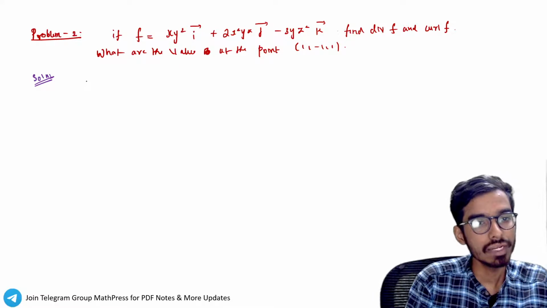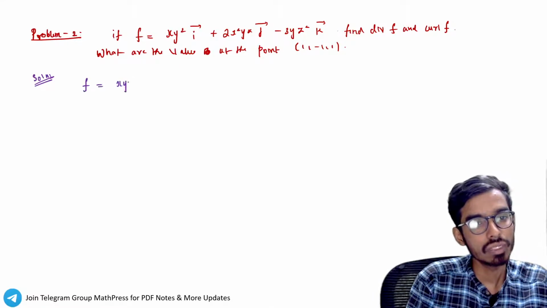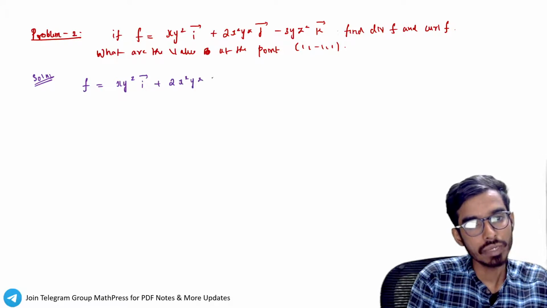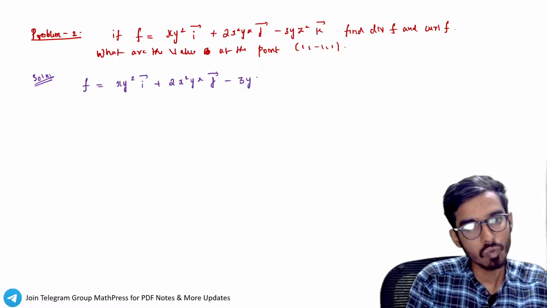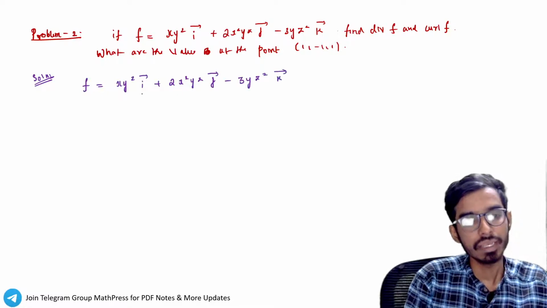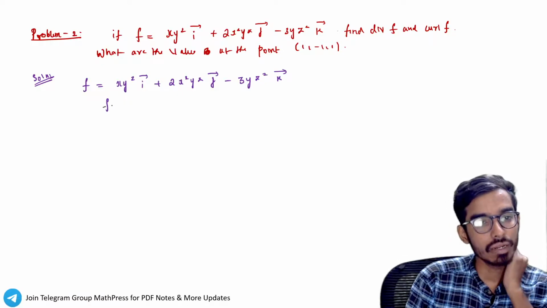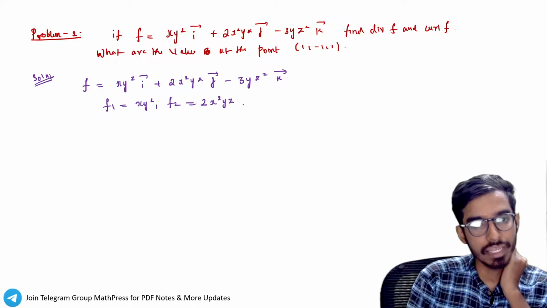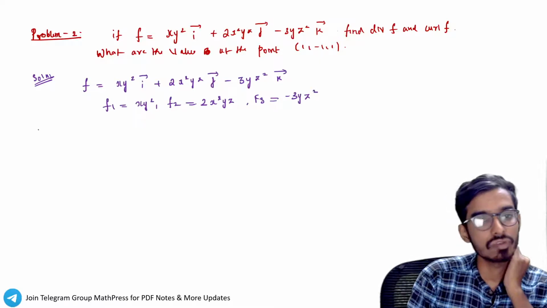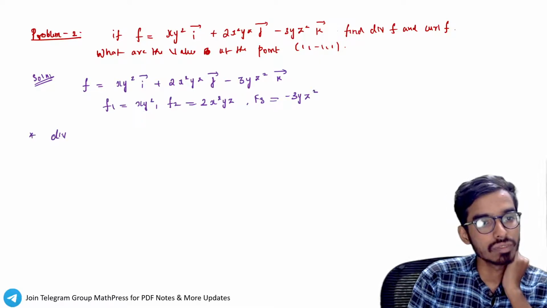So they have given f to be equal to xy² i vector plus 2x²yz j vector minus 3yz² k vector. So here our f1 is xy², f2 is 2x²yz, and f3 is minus 3yz². So what about the divergence of f?